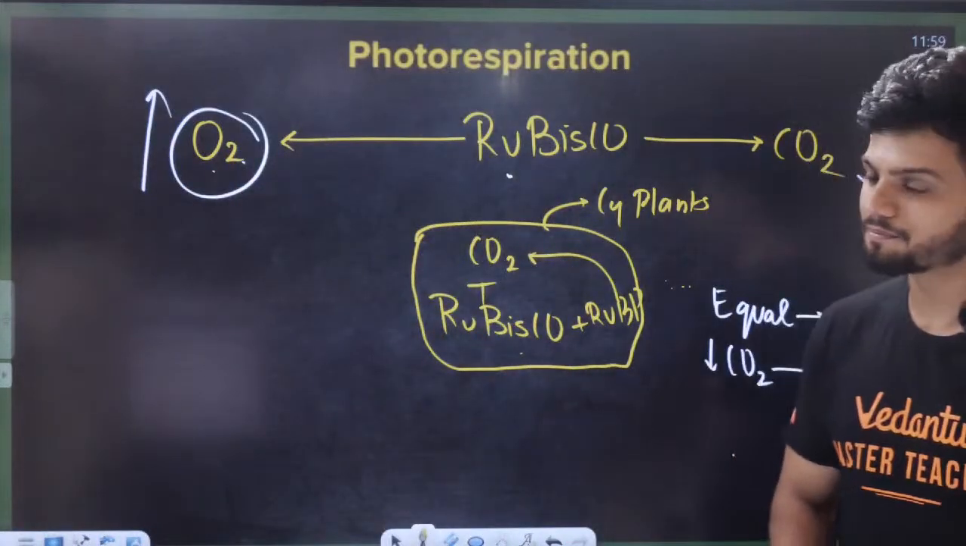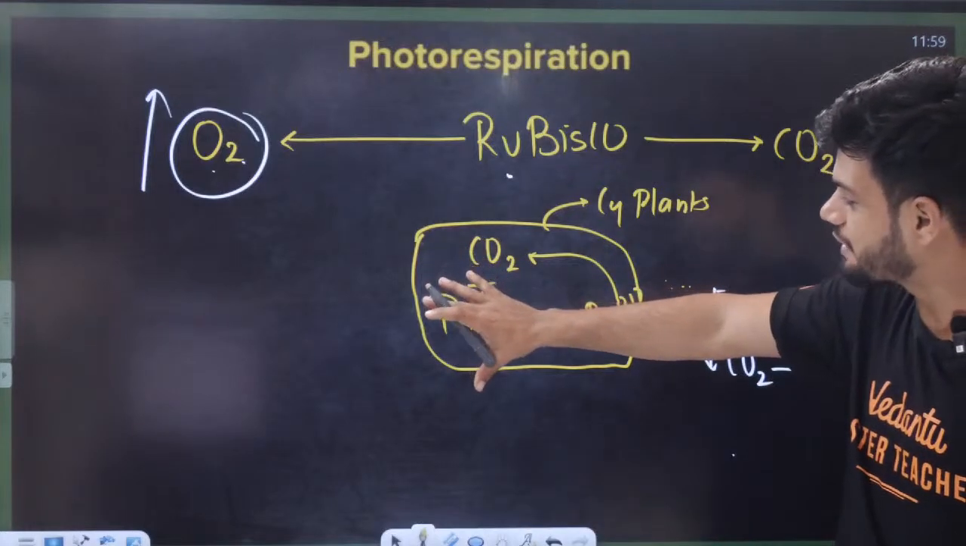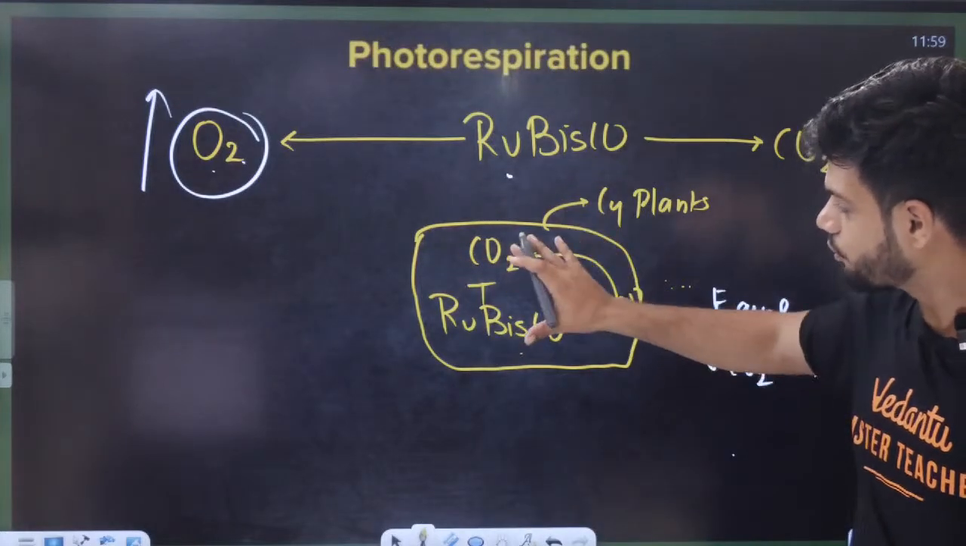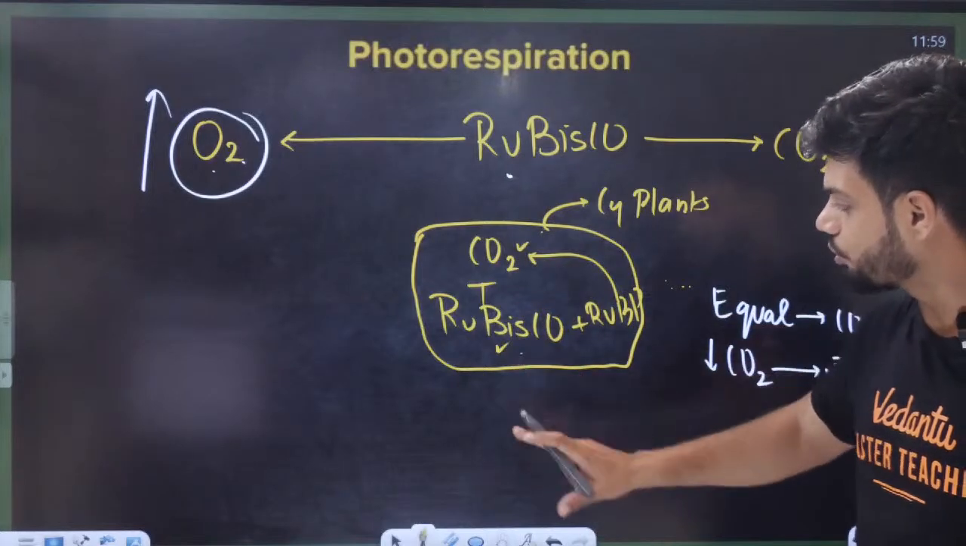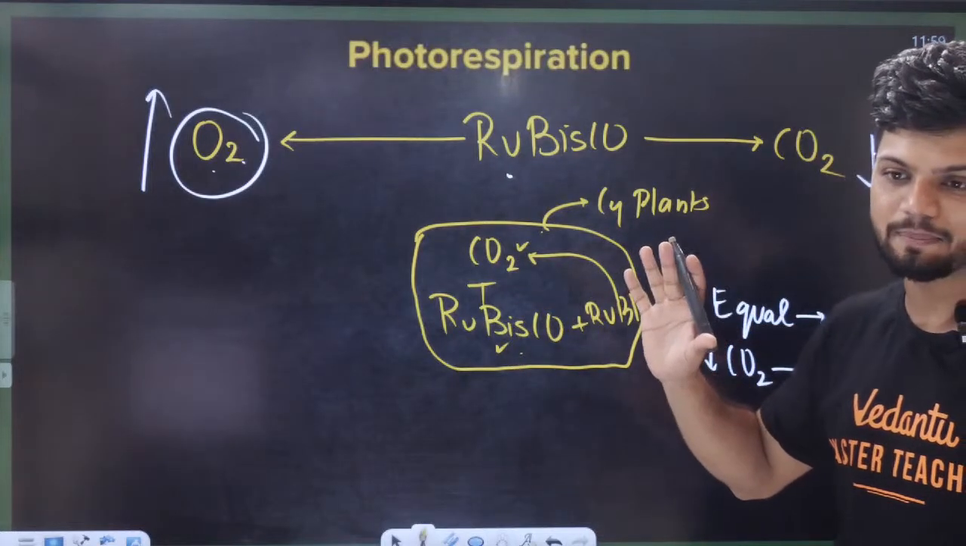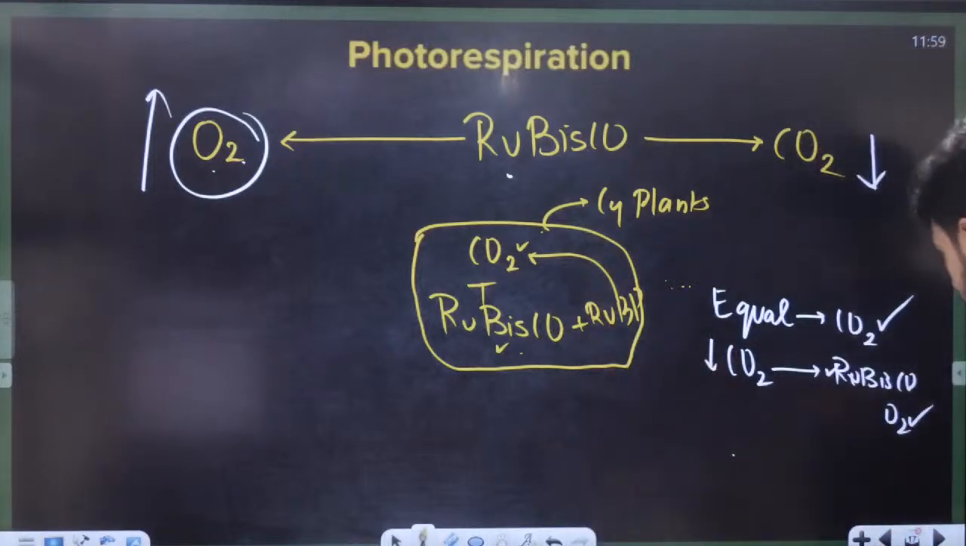Did all of you understand? Here, in the case of C4 plants, we are making a locker. In that locker, we only have CO2 and we only have Rubisco. Nothing else is present in that locker chamber. Okay. Now, understand how it does it.